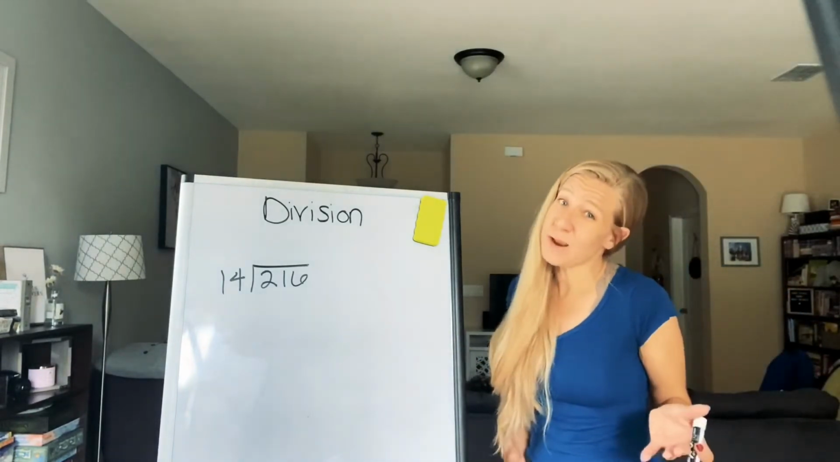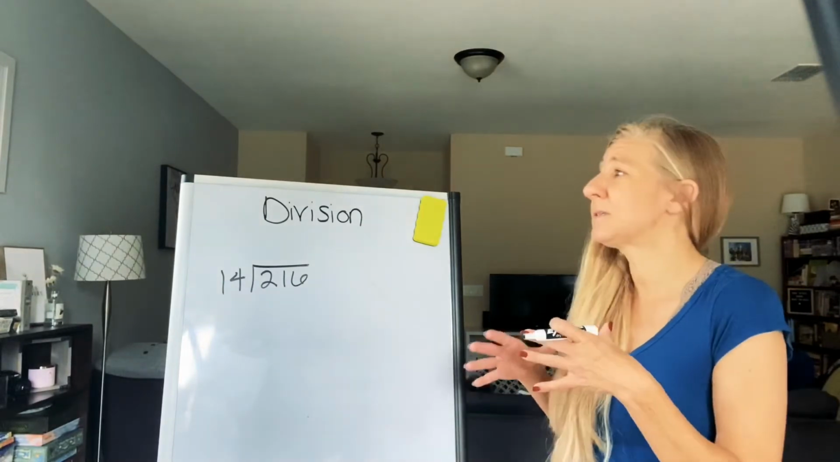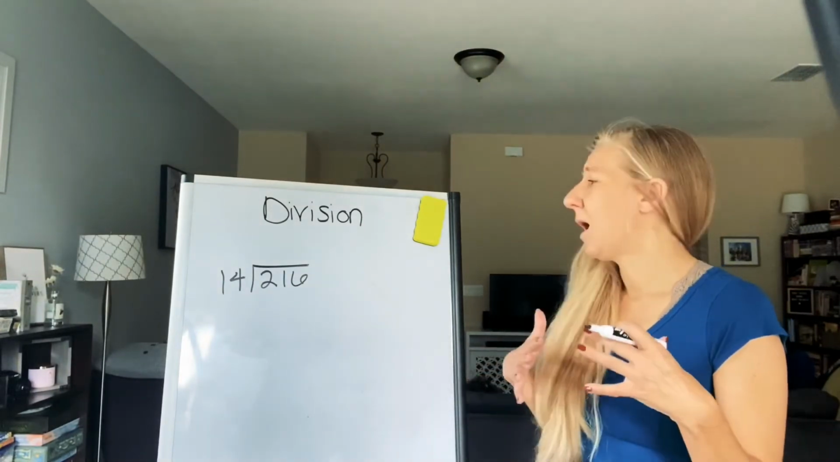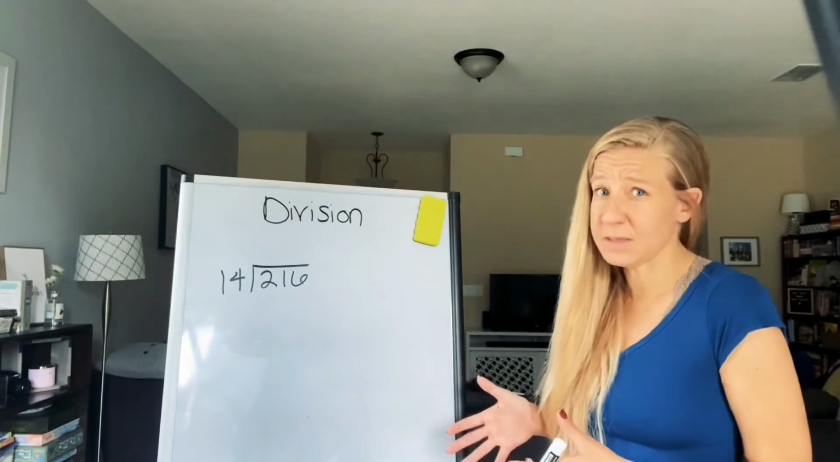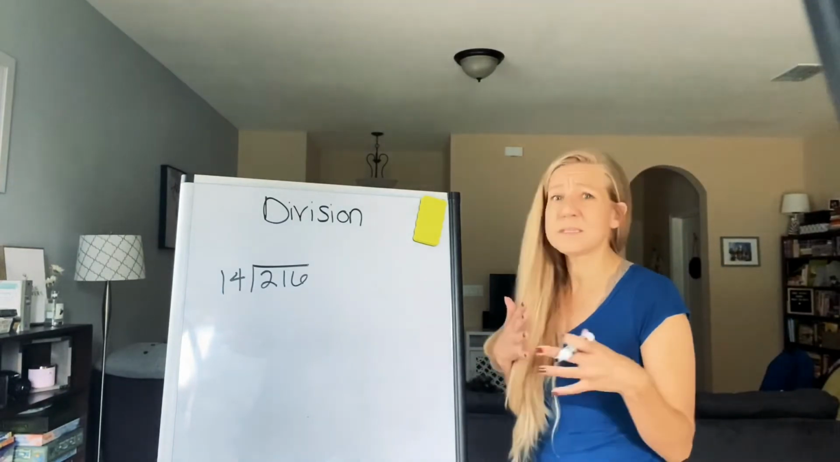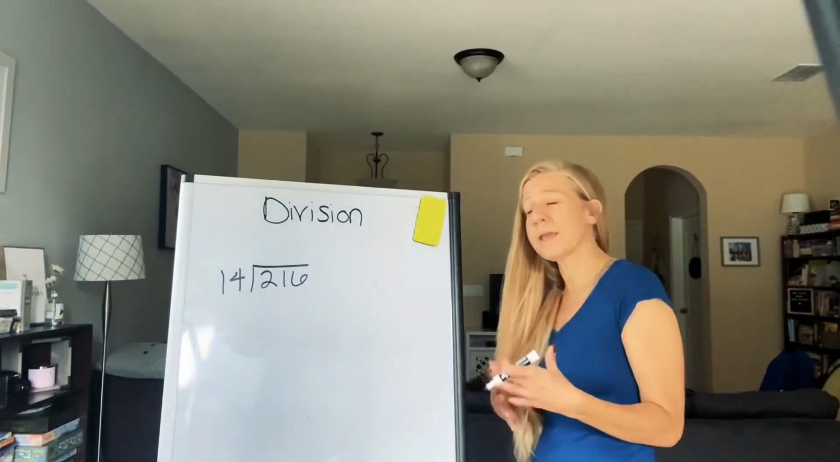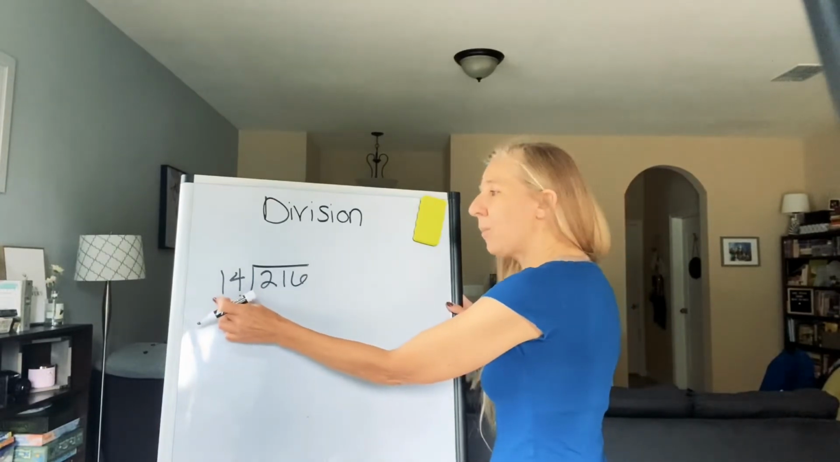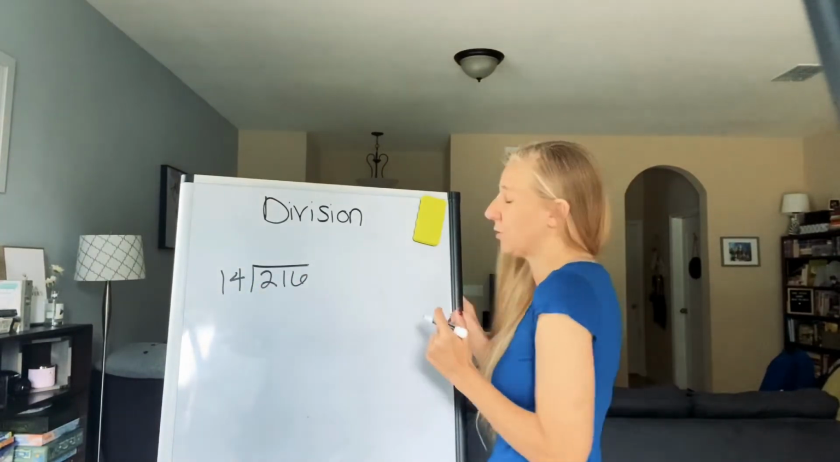Now I'm going to show this the way I did it in my class. Ms. Pepin students, if you need to watch this a few times, I recommend doing that if this is the method you want to use. So this is called partial quotients, where we're going to take out chunks. So I'm going to see how many 14s I can take out of 216.